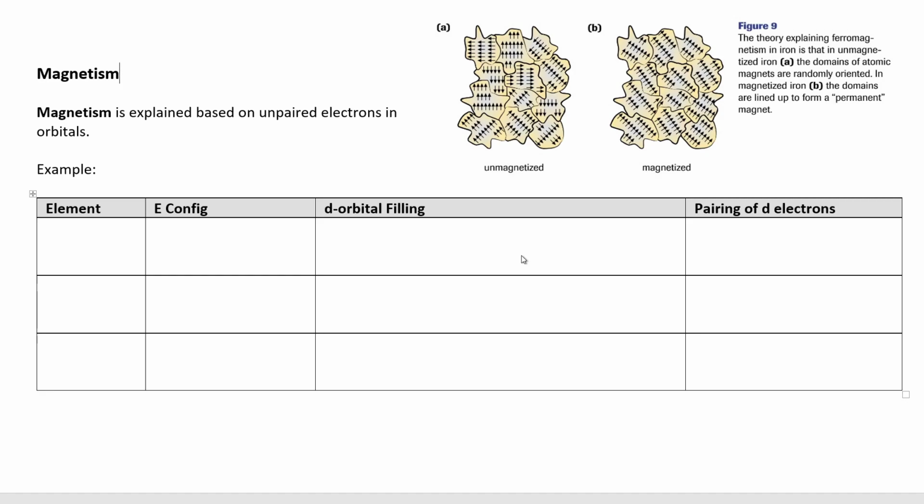Effectively, domains are groups of atoms that have similar orientation, right? So the theory explaining ferromagnetism in iron is that in unmagnetized iron, the domains of atomic magnets are randomly oriented. So when iron is unmagnetized, these domains, these groups of atomic magnets, are all in different directions, right? And then when it is magnetized, the domains all line up in similar directions, and as a result, you now have a magnet, because the magnetic domains are all aligned.